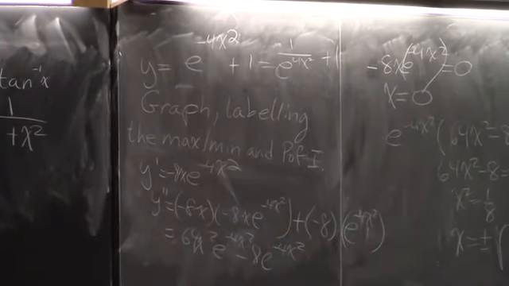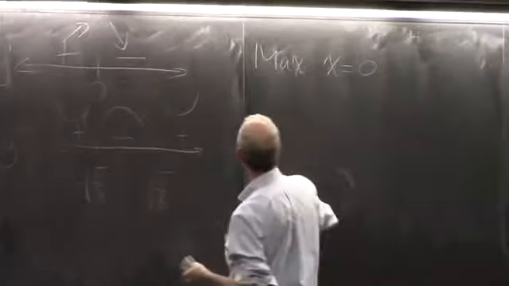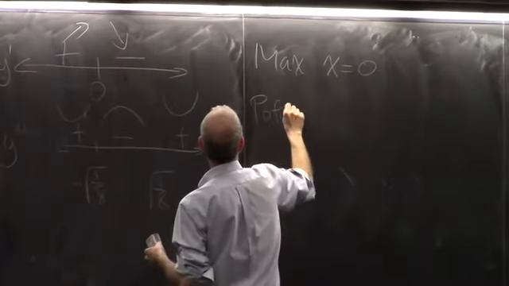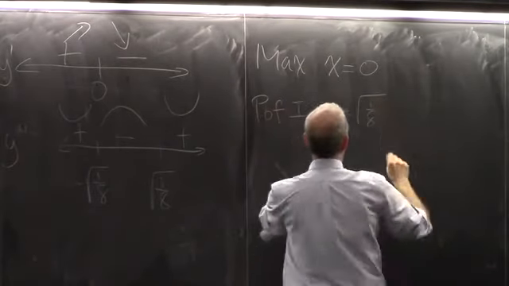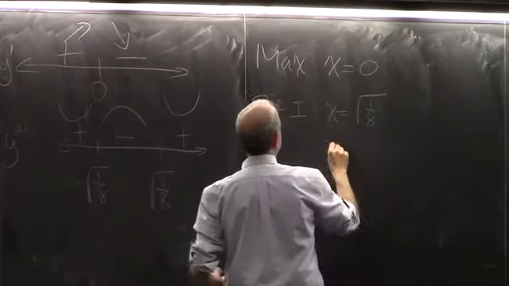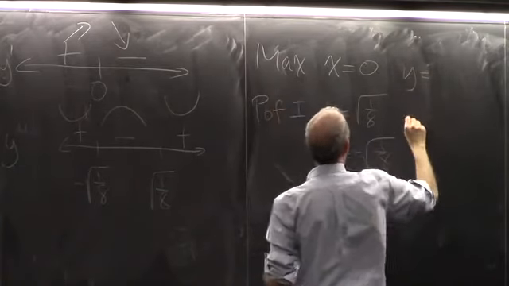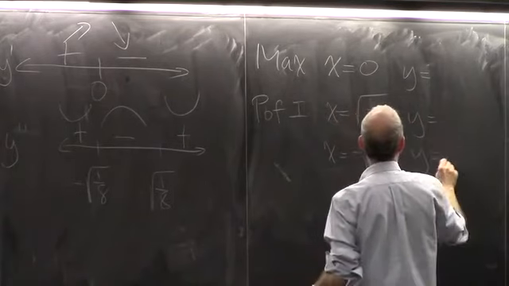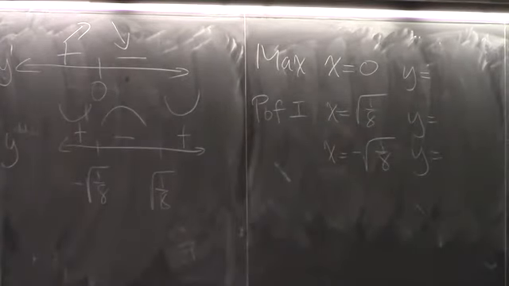So 1 is going to be a horizontal asymptote. That might help with the graph. Might not. Okay, so we have 2 points of inflection. We have one at x equals the square root of an eighth, and one at x equals negative square root of an eighth. So now we have to find the y values. This will be a hard question on the exam. Really? So when you plug in 0, that's 1 plus 1 is 2.